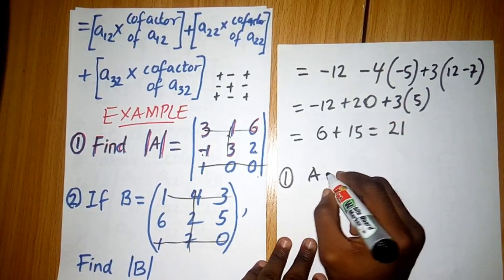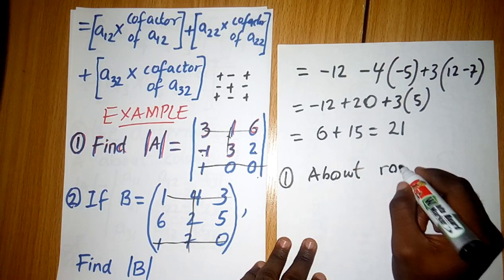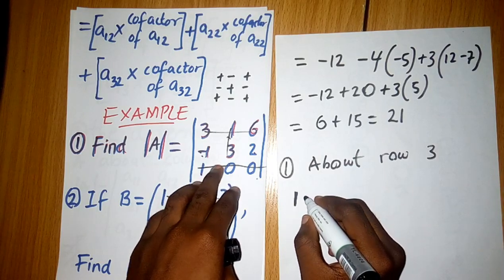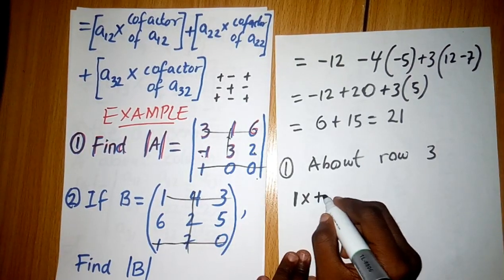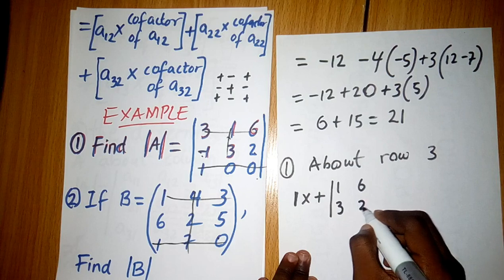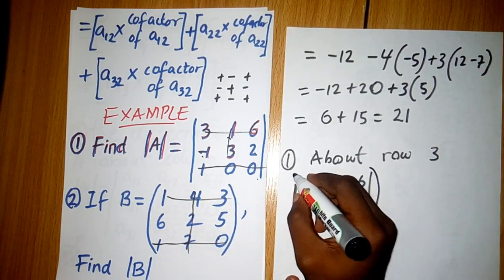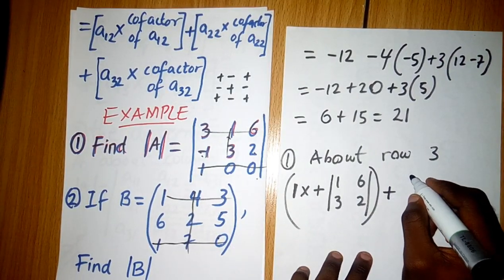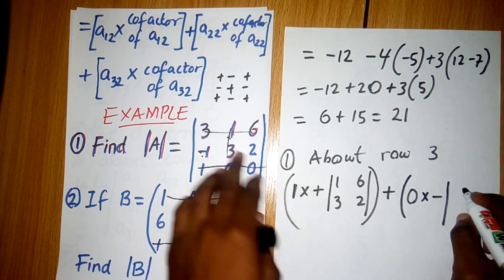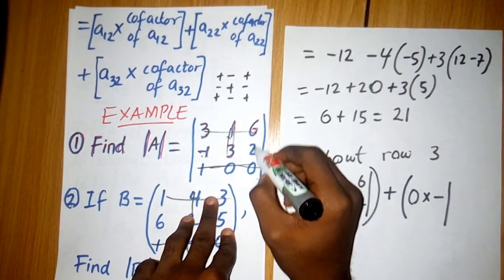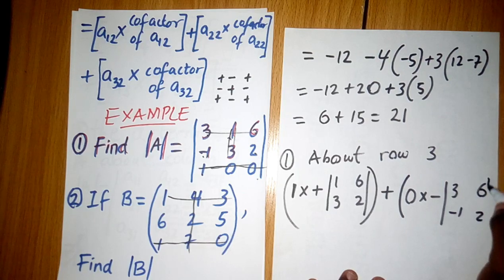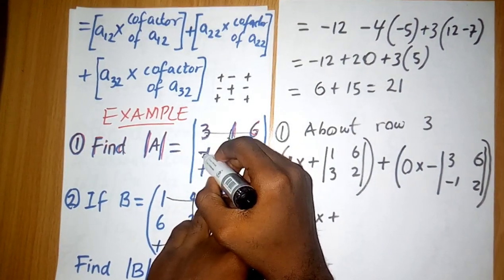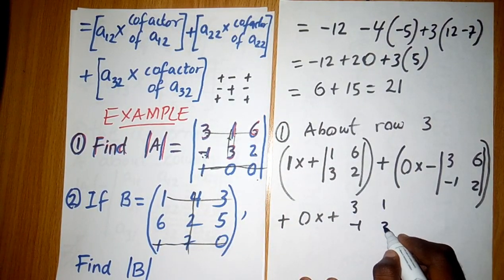So about row 3, which would be faster, we are going to take 1 times the cofactor of 1. The place sign is positive, so that is plus 1 times the determinant of 6, 3, 2, 1. Then the next one, minus in the place sign, let's just put plus, 0 times the determinant of 3, minus 1, 6, 2. And the last one is plus 0 times positive, the determinant of 3, minus 1, 1, 3.